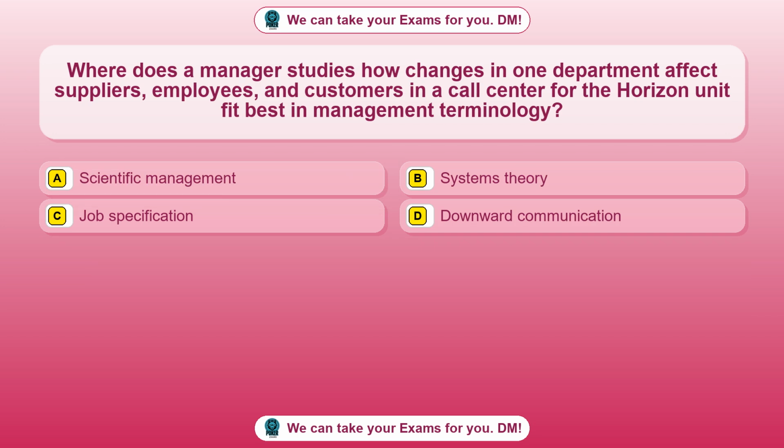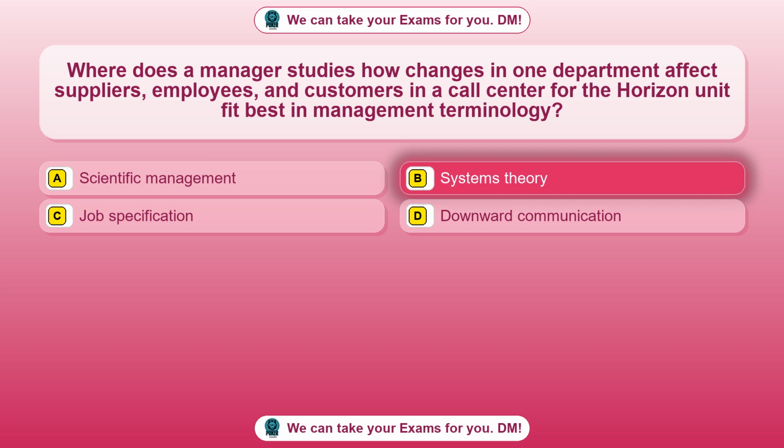Question 86. Where does a manager who studies how changes in one department affect suppliers, employees, and customers in a call center for the Horizon unit fit best in management terminology? Option A, scientific management. Option B, systems theory. Option C, job specification. Option D, downward communication. The correct answer is option B, systems theory.